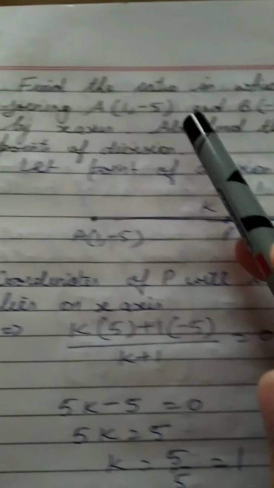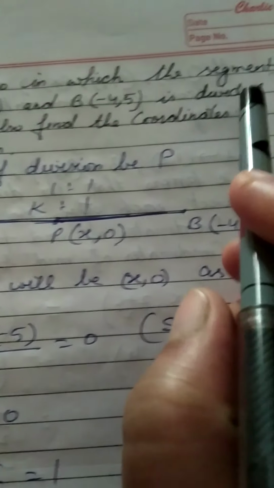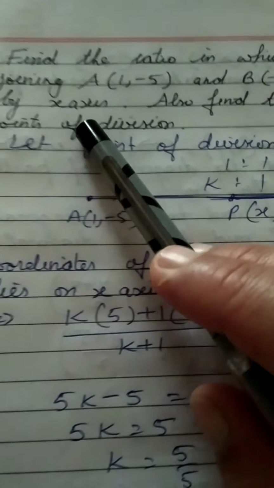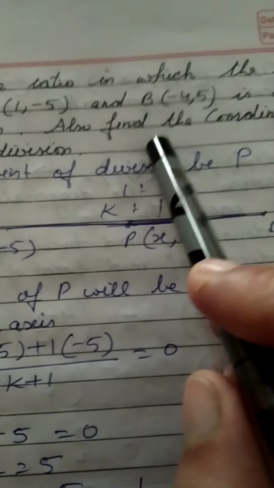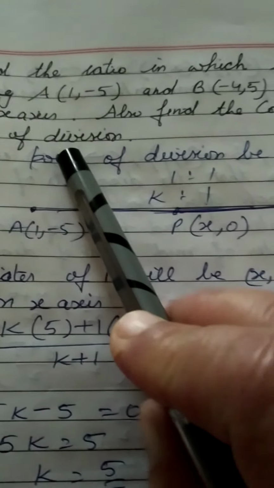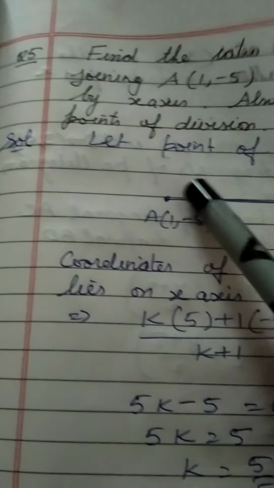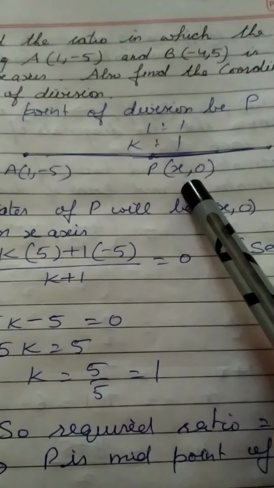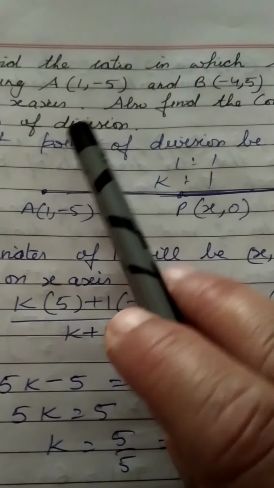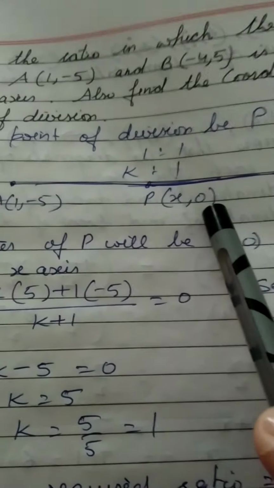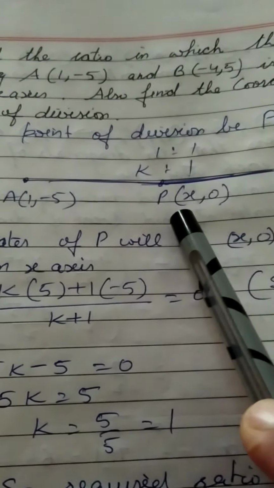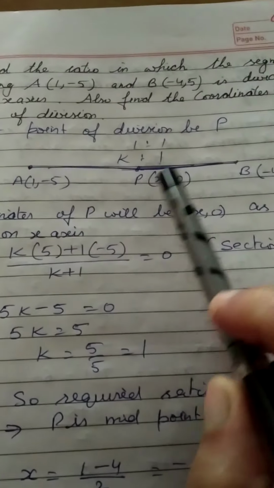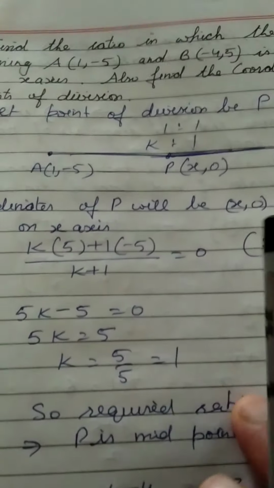Question number 5. Find the ratio in which the segment joining A(1, -5) and B(-4, 5) is divided by the x-axis. Also find the coordinates of the point of division. Now let the point of division be P. Because it is lying on the x-axis, its y coordinate will be 0, and the ratio in which AB is divided by P is k ratio 1.